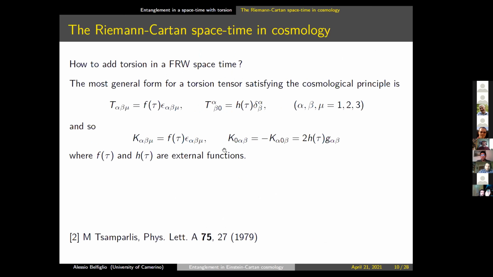For what concerns torsion, as I've said, the torsion has to satisfy some constraints in order to be defined in a cosmological scenario, so in a scenario in which we have to respect the cosmological principle. And the most general form for torsion has been found some time ago. It is based on two independent functions that, of course, can depend only on time, because we have to satisfy the homogeneity of the space-time of the universe. And we can write the torsion tensor and accordingly the contortion tensor in this way. And so we will use these ansatze for torsion in order to give an introduction to how entanglement can be characterized in such a framework.